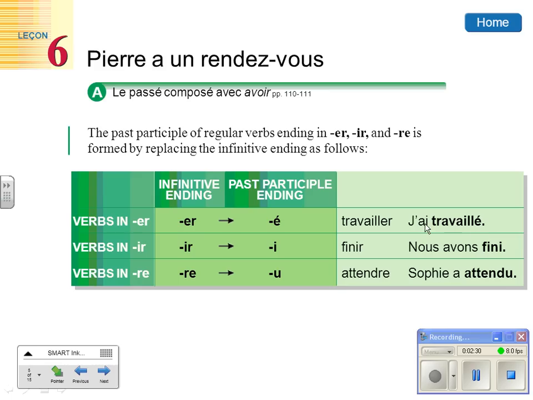Notice that the first part is still the same, the present tense of avoir. For a regular IR verb, we take off the IR and we add I. So notice that the first part is still the present tense of avoir. And for regular RE verbs, we take off the RE and we add a U. Notice we're still using the present tense of avoir. These are patterns to help us spell the second part of the verb, the past participle.